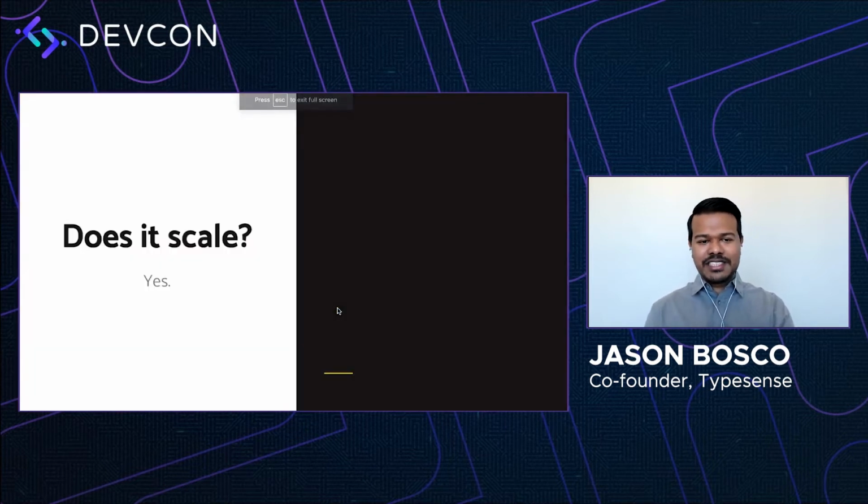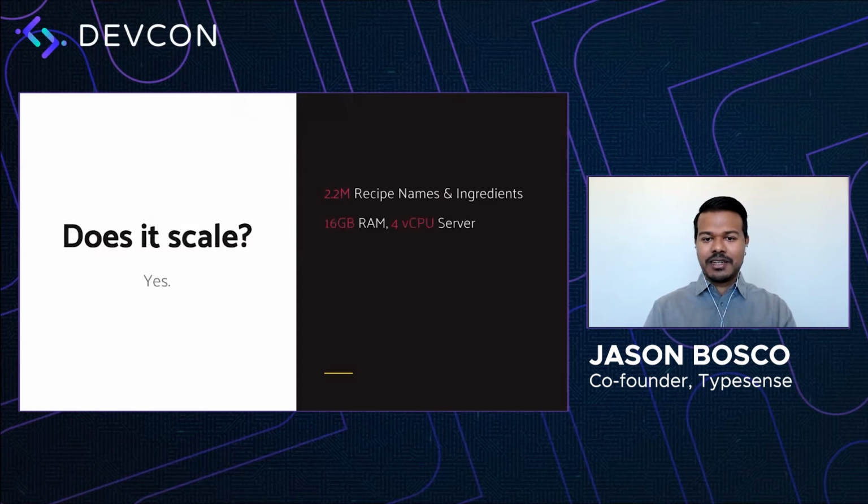Now, does it scale? Here are a couple of benchmarks that I want to share. The 2.2 million recipe data set that I was just showing you has recipe names and ingredients as well. That indexed on a 16 GB RAM, 4 vCPU server. Of course, this has more capacity than the data set needs. I believe this data set only needs 1 GB of RAM to index in Typesense. It took 3.6 minutes to index the 2.2 million records.